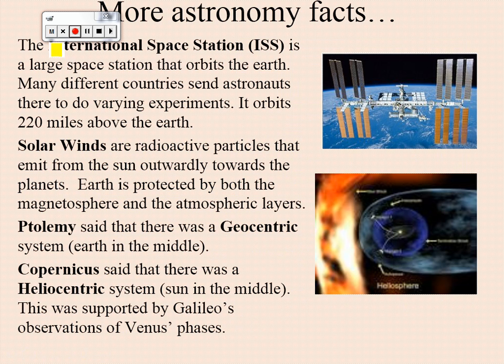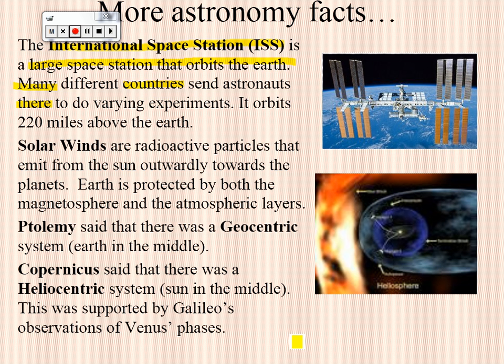Okay, the International Space Station, or known as the ISS, it orbits the Earth. Lots of different countries send people up there to do experiments. You just need to know that it does stay up in the exosphere orbiting the Earth. So we're going to say a large space station orbiting the Earth. Many countries use it. Many countries are there. That's good enough.